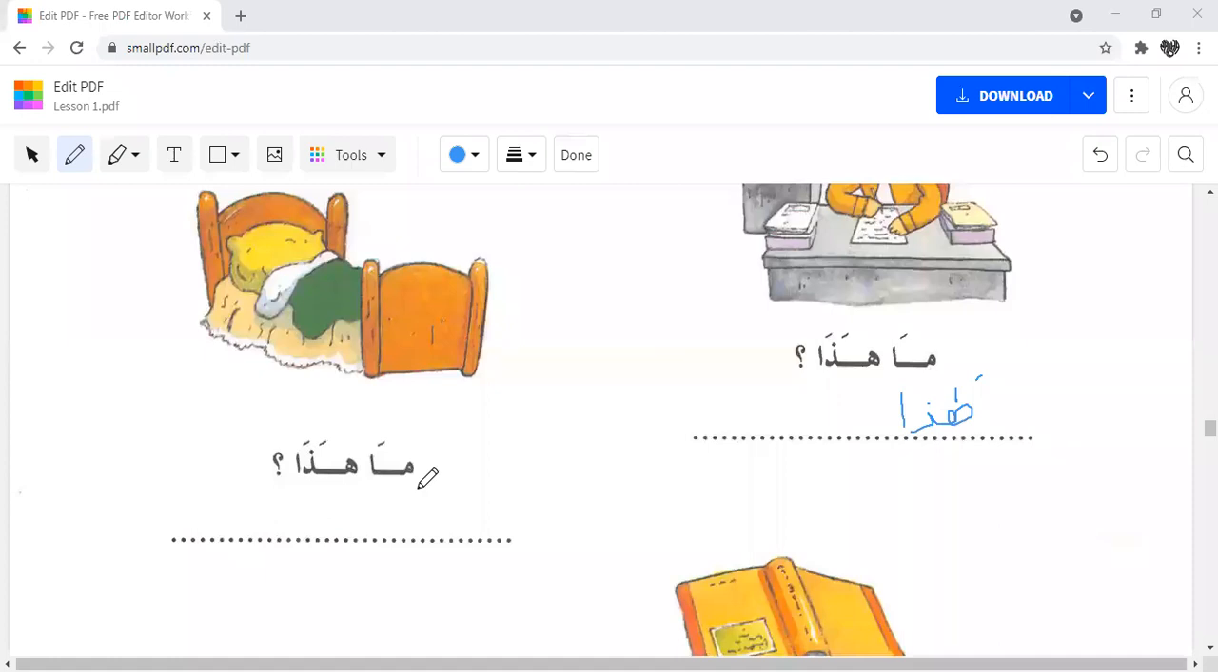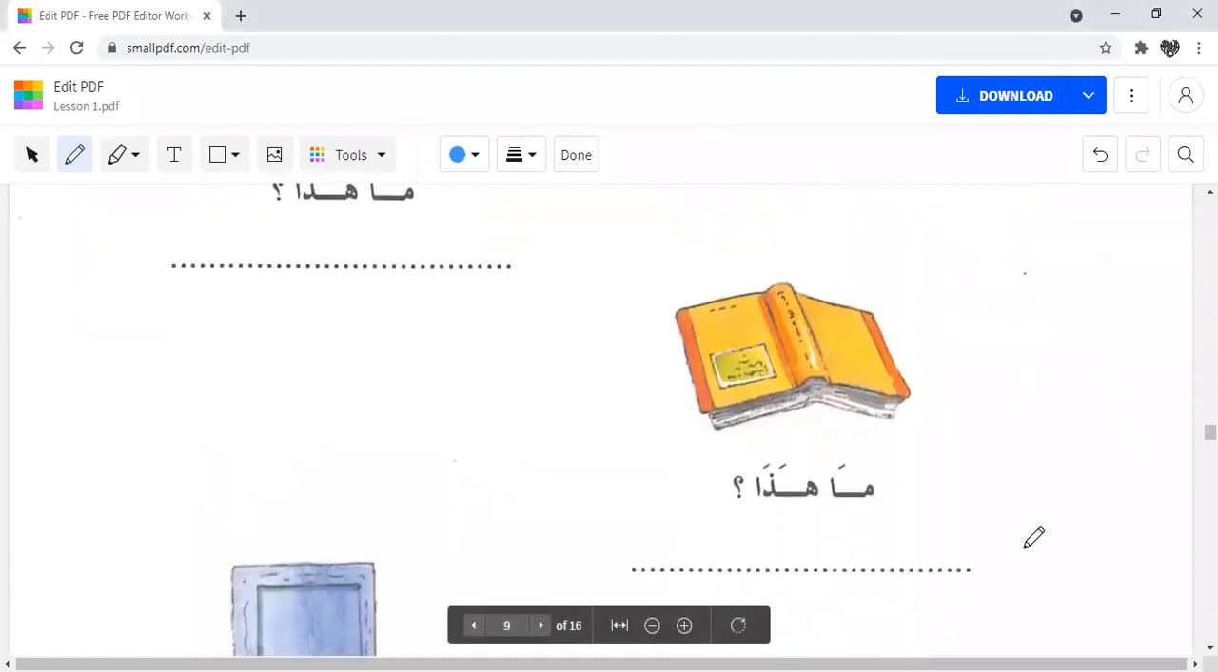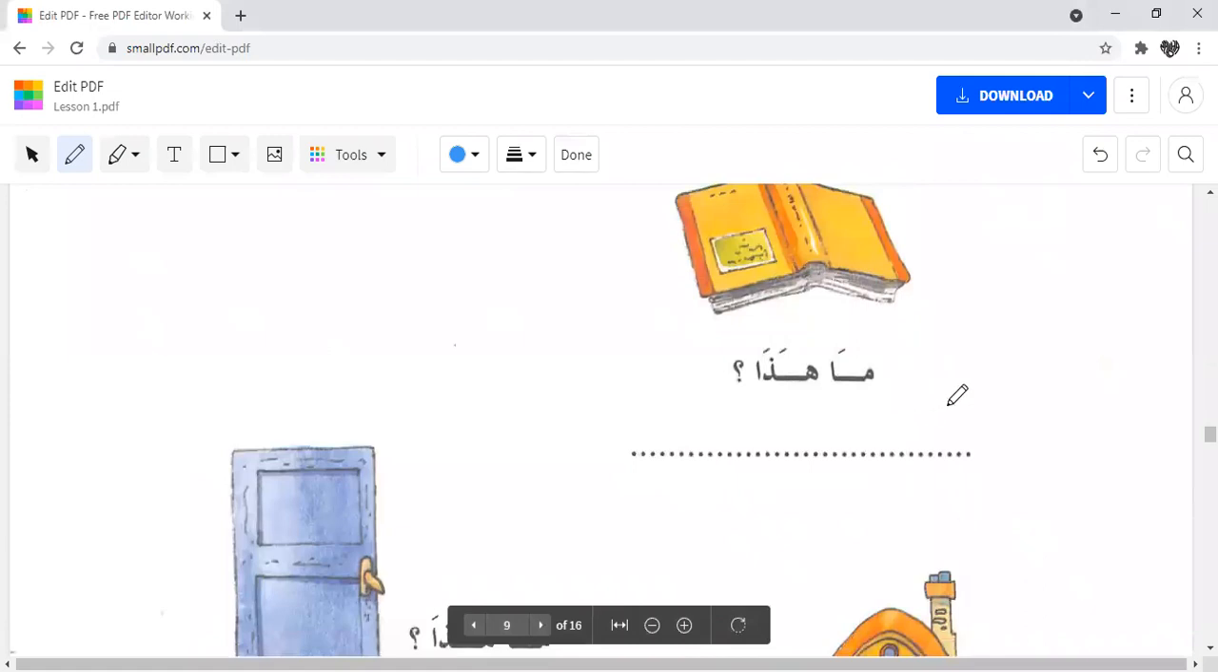Can you read the second? Yeah, sure. Mahaza, what is this? Haza sarirun, this is a bed. Very good. Thank you. Najam Tariq.